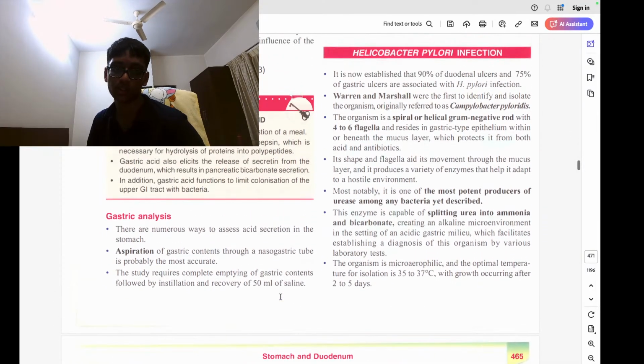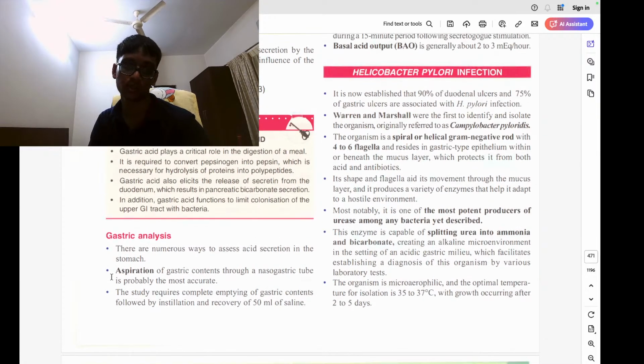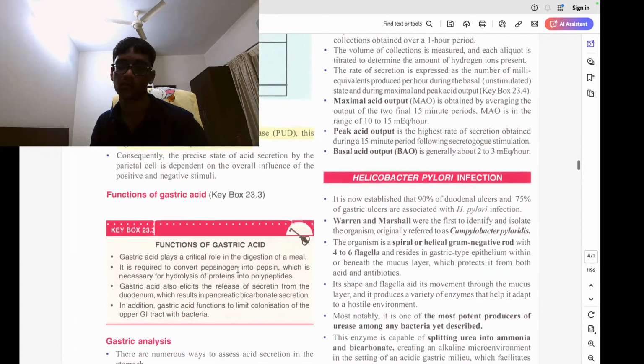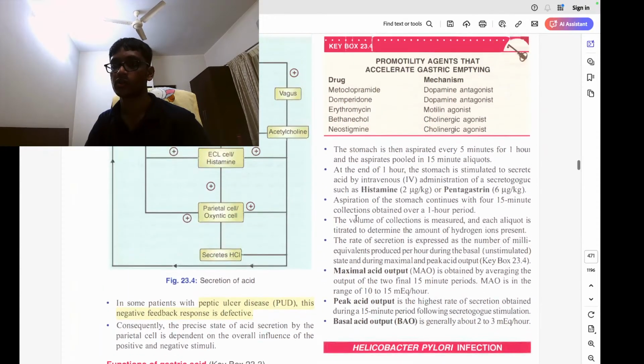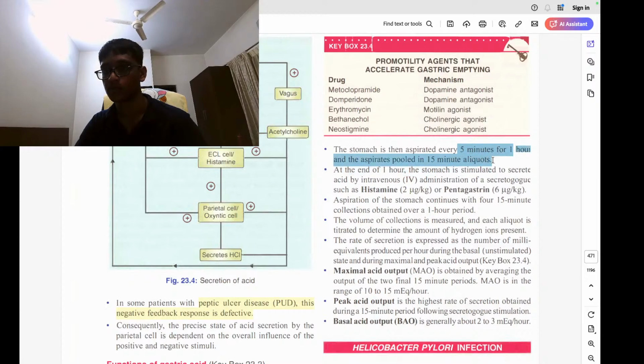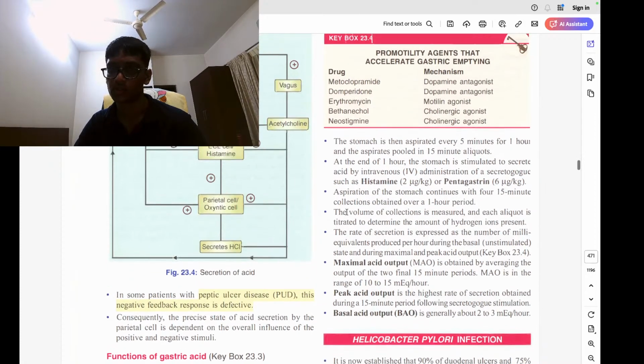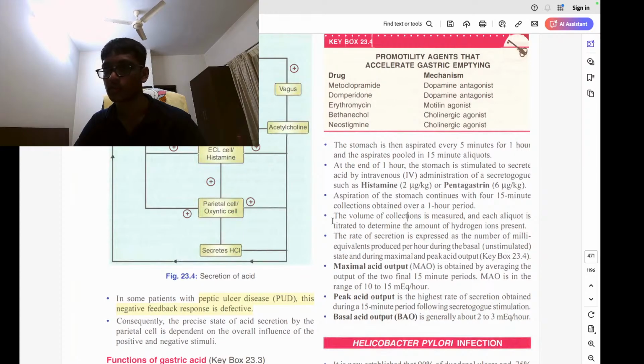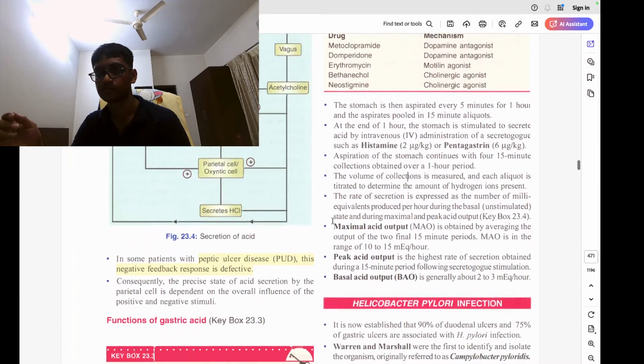For gastric analysis, aspiration of the gastric contents through a nasogastric tube is the most accurate. It requires a complete emptying of the gastric contents, followed by instillation and recovery of 50 ml of saline. The stomach is aspirated every 5 minutes for 1 hour, and the aspirate is pooled in 15-minute collections. At the end of an hour, the stomach is stimulated to secrete acid by IV administration of secretagogues such as histamine or pentagastrin. Aspiration of the stomach continues with 15-minute collections over a 1 hour period.